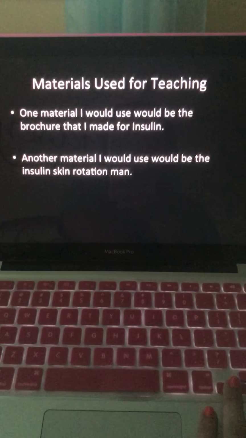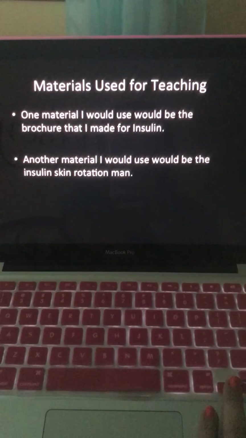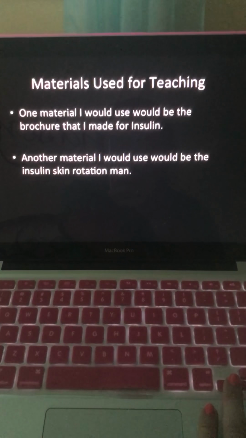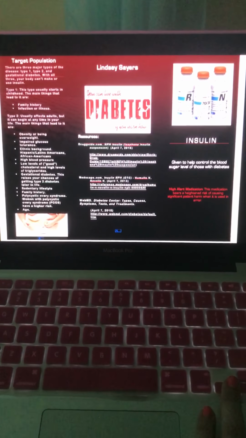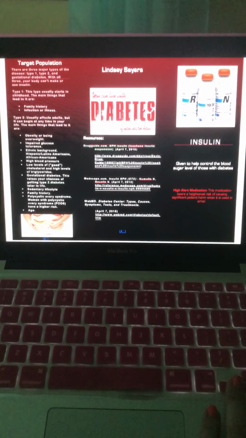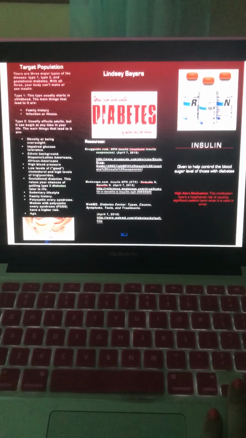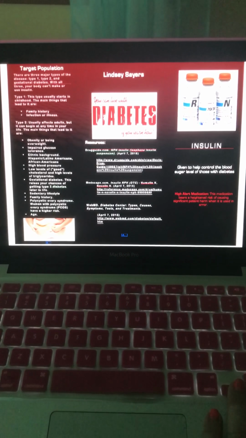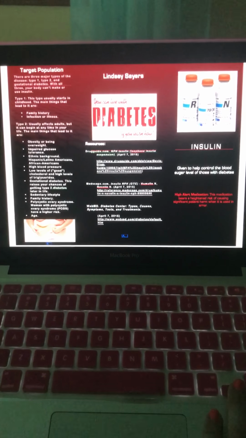Materials that I used for teaching were a brochure that I made, and also the insulin skin rotation man. This is the brochure that I made for patients with diabetes. On the left, I show the targeted population, which is type 1, type 2, and gestational.